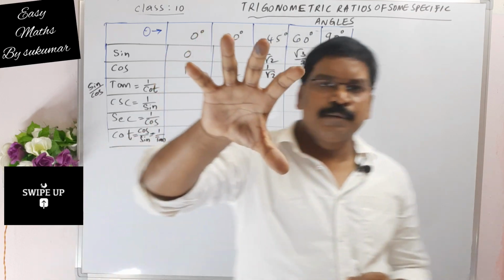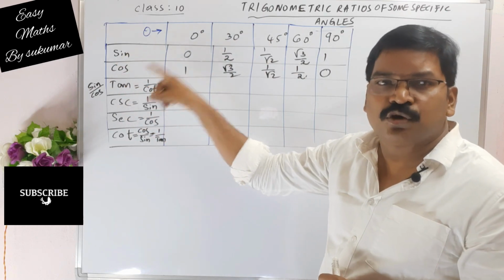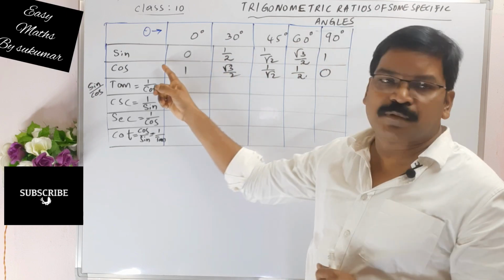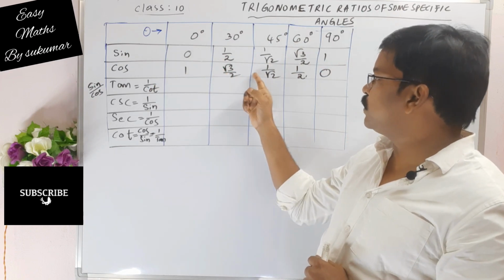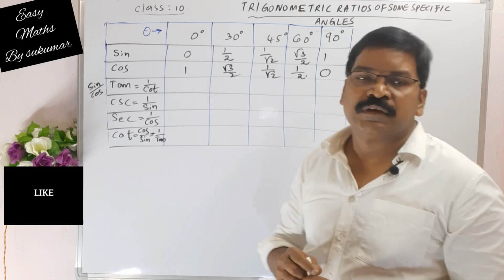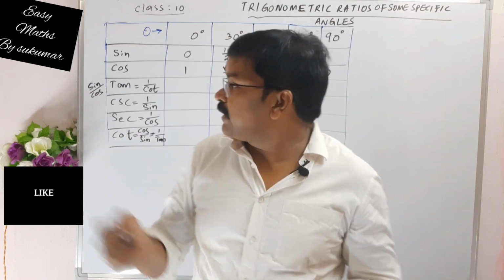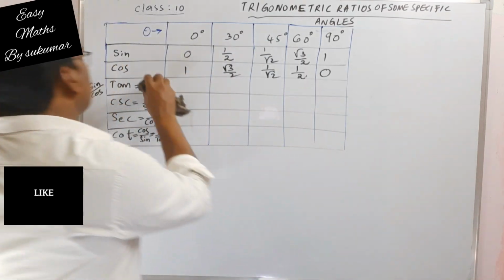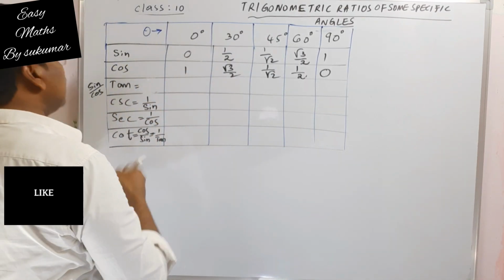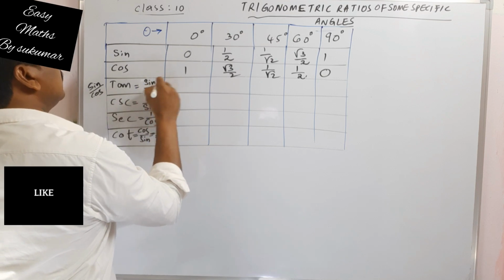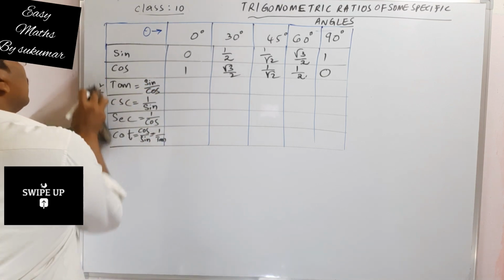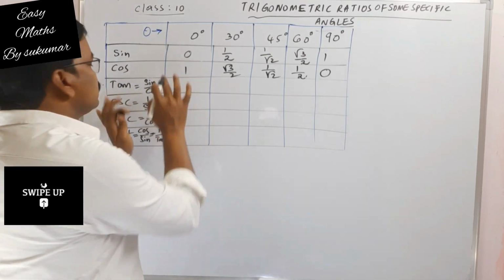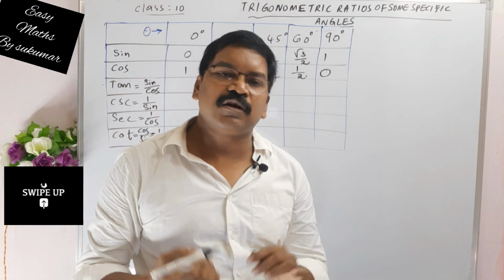See, my dear students, please listen. Sine means 0, 1 by 2, 1 by root 2, root 3 by 2, 1. Cos means just write from last: 1, root 3 by 2, 1 by root 2, 1 by 2, 0. What about tan? Tan means, as I told you, sine by cos. Please write down here, it is sine by cos. This is important: sine by cos, not 1 by cot. Just remember, tan means sine theta by cos theta.